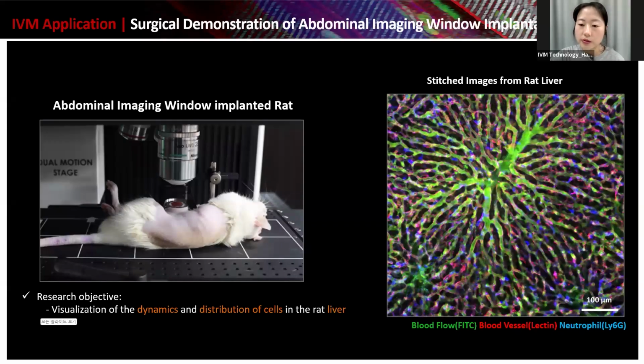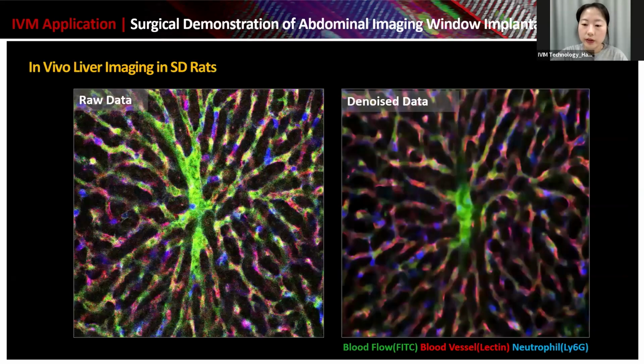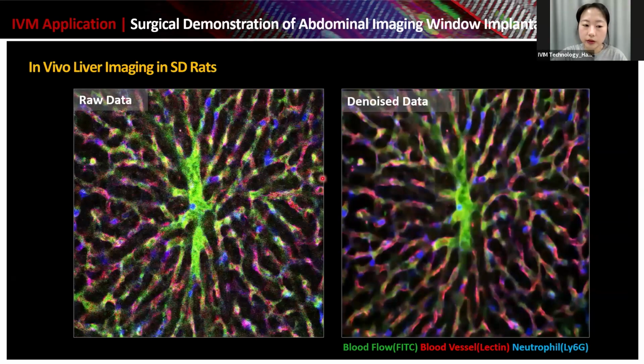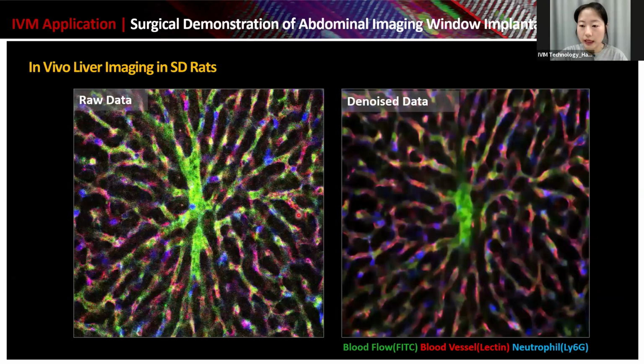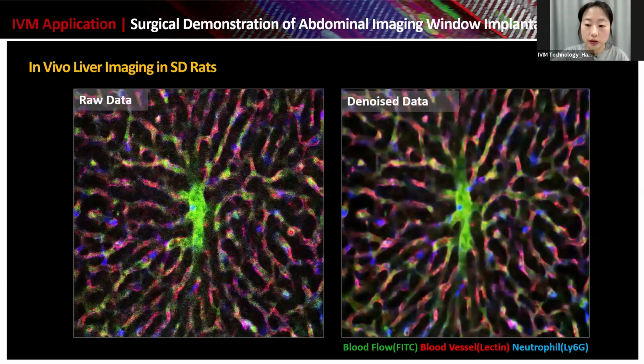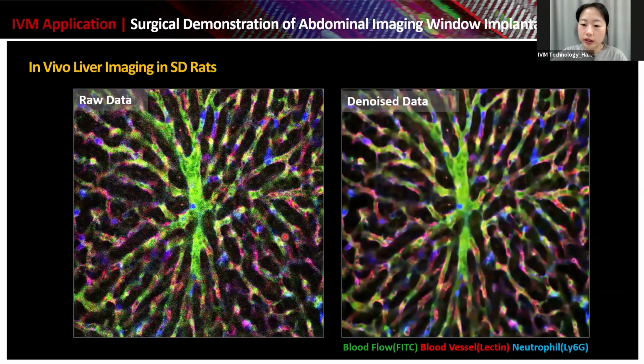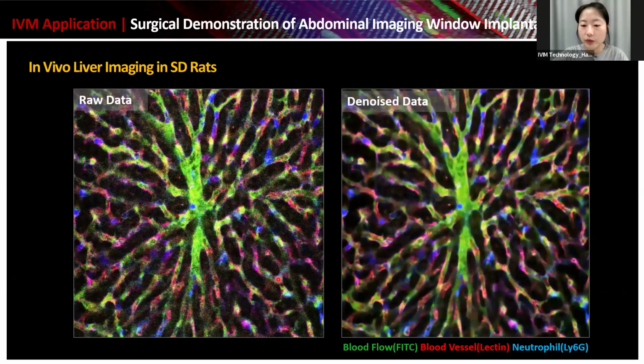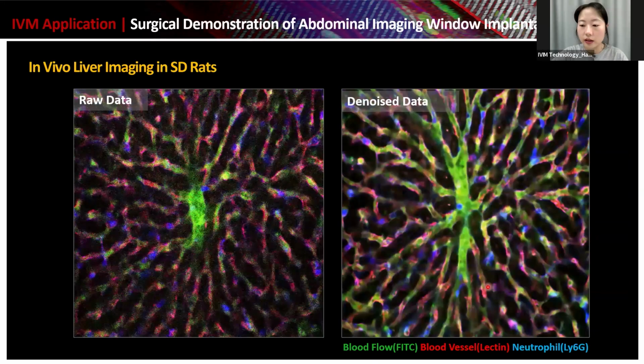And this liver observation through the abdominal imaging window in rats, just the same as the procedure in mice, also provided stable imaging conditions. This allowed us not only to capture deep images, but also to acquire deep and wide-field images using mosaic imaging. With video-level imaging, we could clearly visualize the blood flow, which also offers the possibility of measuring blood flow velocity. Now you are looking at the data before and after processing with AI denoiser software.